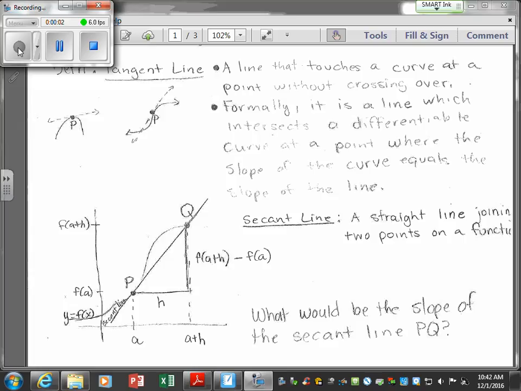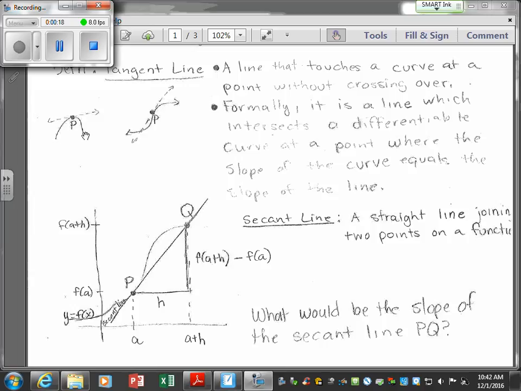Okay, so today we're going to be looking at tangent lines and rates of change. To start, we're going to just talk about the definition of a tangent line. Geometrically, it's a line that touches a curve at a point without crossing over it.